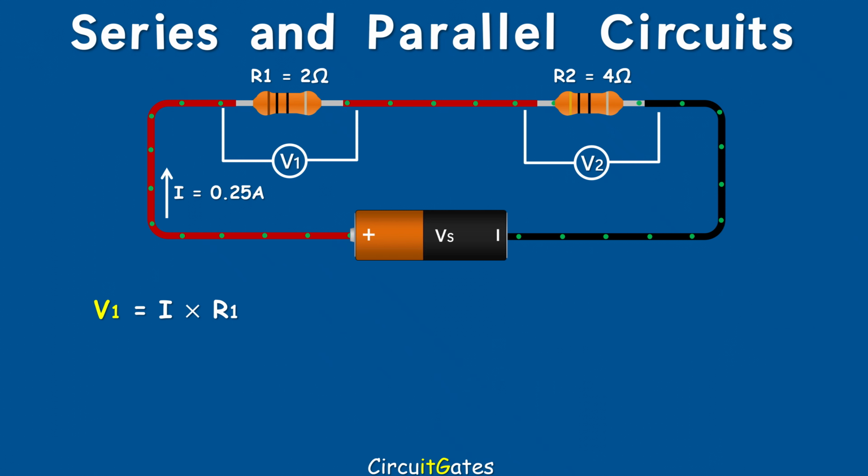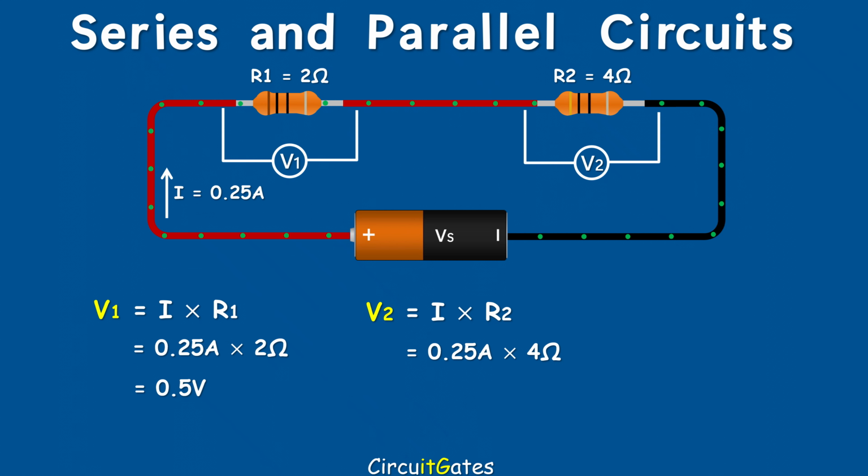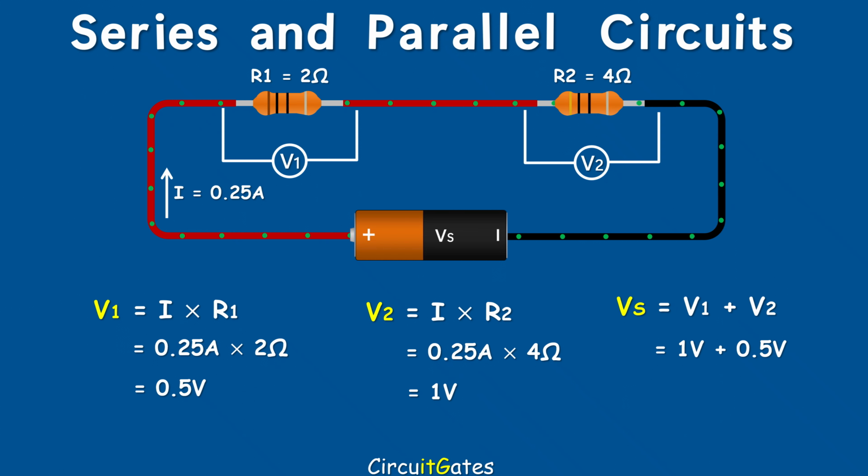Voltage across resistor 1 is equal to the product of 0.25 amps and 2 ohms, we get 0.5 volts. Voltage across resistor 2 is equal to the product of 0.25 amps and 4 ohms, we get 1 volt. The total voltage used in the circuit, or the supply voltage, is equal to the sum of all voltages used at every component, which is 1 volt plus 0.5 volts, we get 1.5 volts.